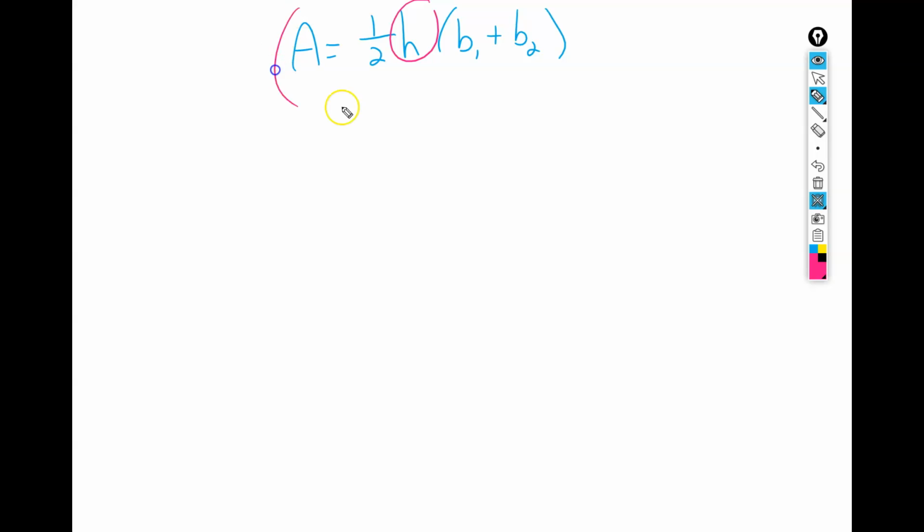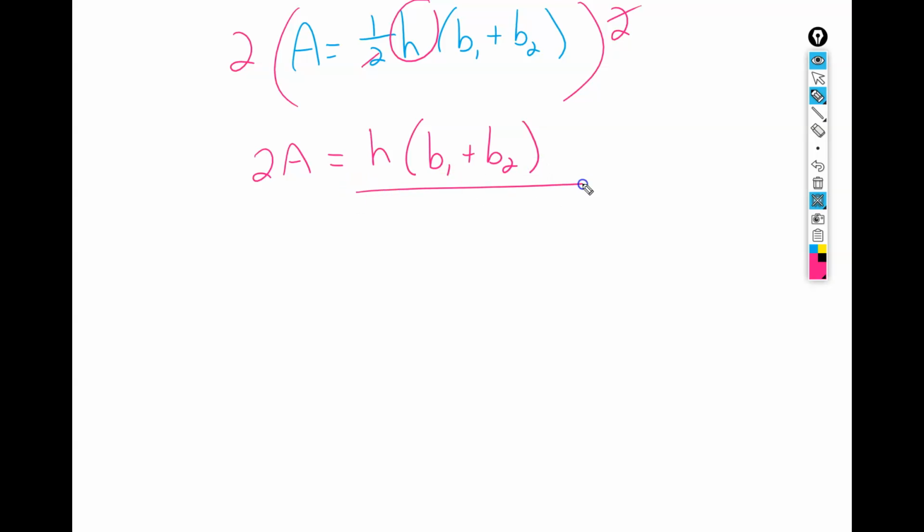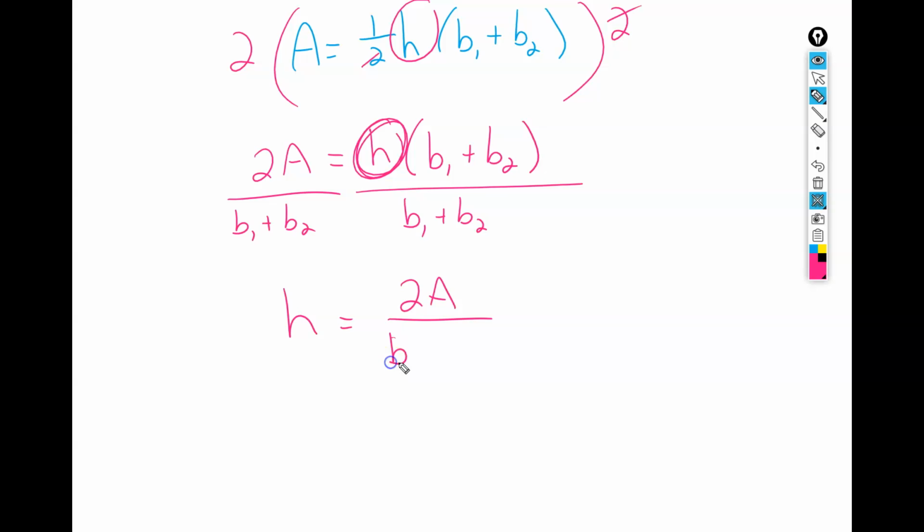I want to get rid of that fraction, so I want to multiply everything by the denominator. That gives me 2A, and basically that cancels out to leave me with the height and the sum of the bases. Again, our goal is to get the h by itself, so I'm going to divide by the sum of the bases. So h equals 2 times the area divided by base 1 plus base 2.